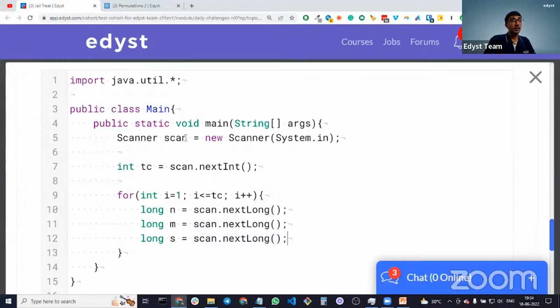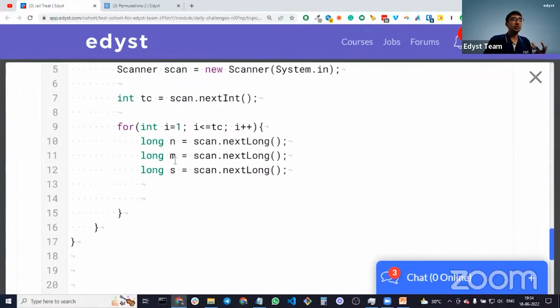Okay, should we use long in C++ as well? Yes, you'll have to do that. 10 raised to 9, right? 10 raised to 9 I don't think will be sufficient in a 32-bit integer. Could be, actually, could just be. I'm missing my data parameters, but yeah, I think long is very much needed here.